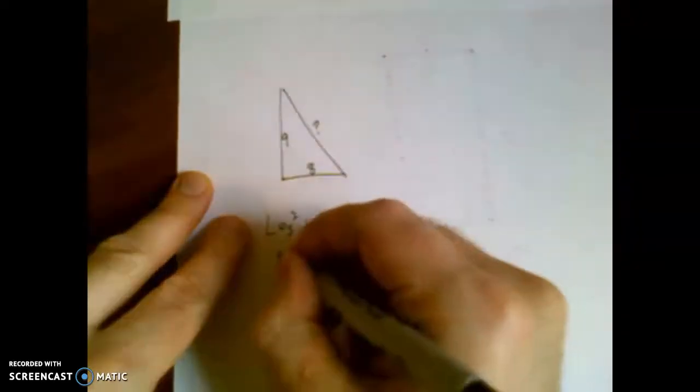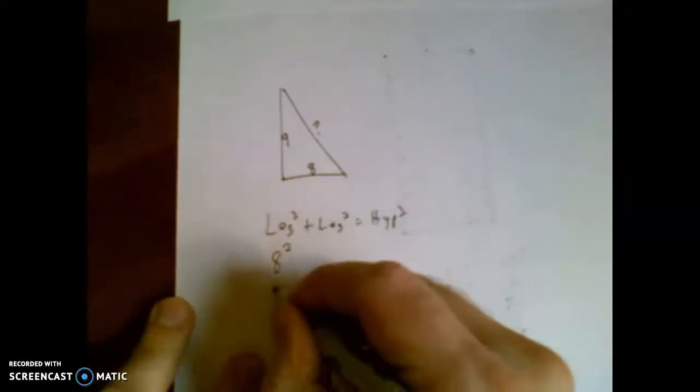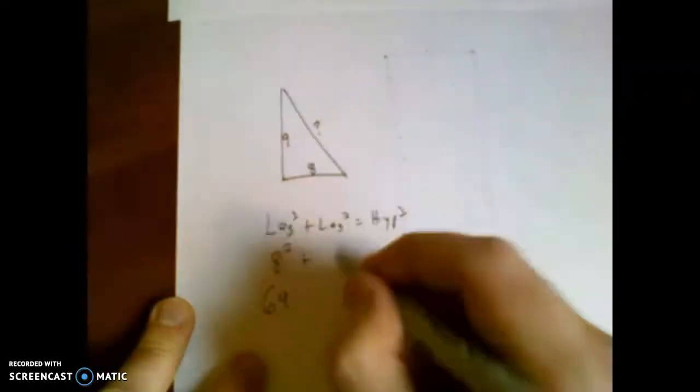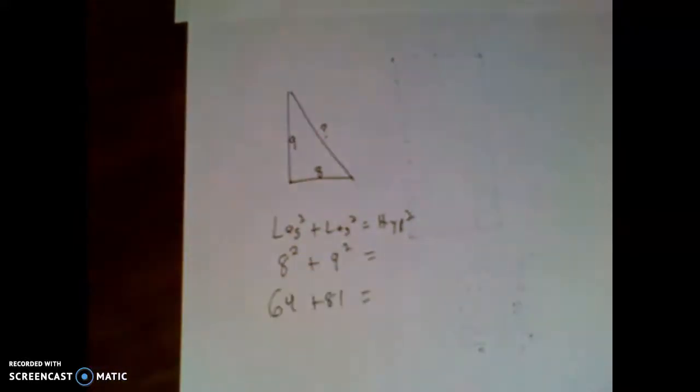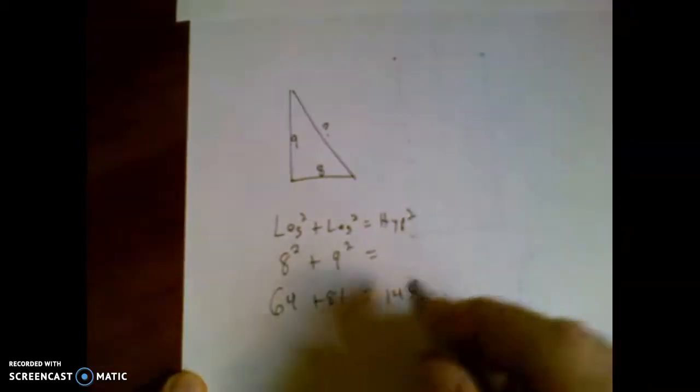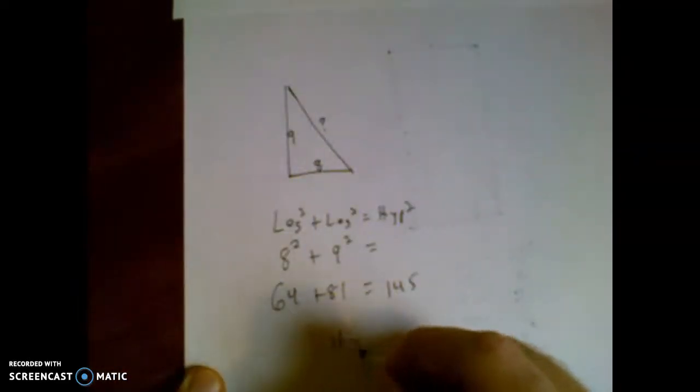So one of my legs is 8, and you need to square it. The other leg is 9. You need to square that. And if you add those together, you'll get the hypotenuse squared. So if I add them, I get 145. That, of course, is not how long the hypotenuse is. What I just found is that the hypotenuse squared is 145.